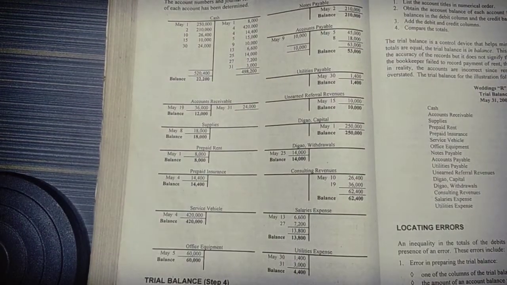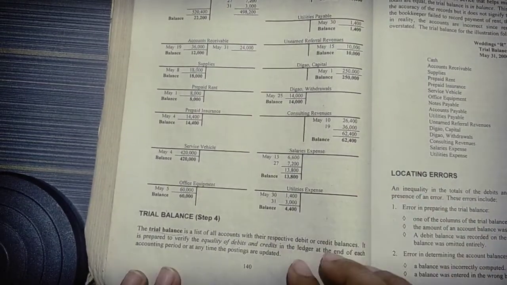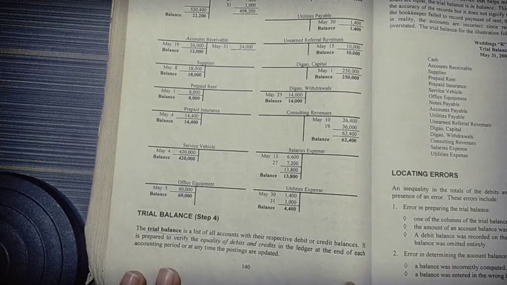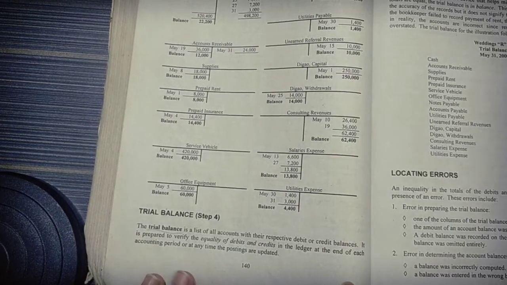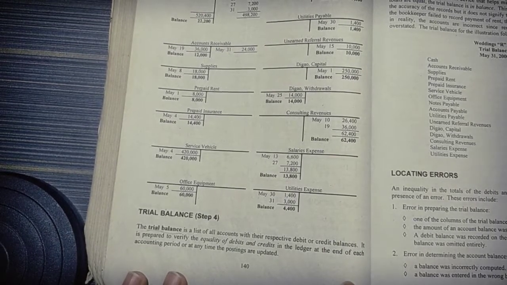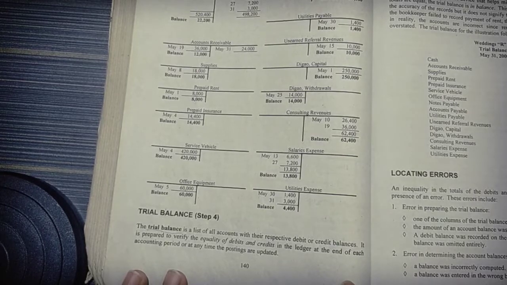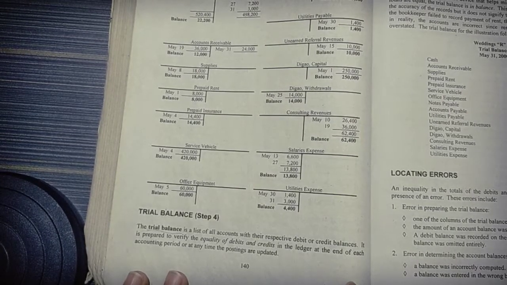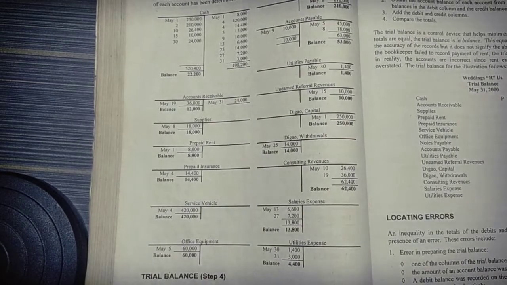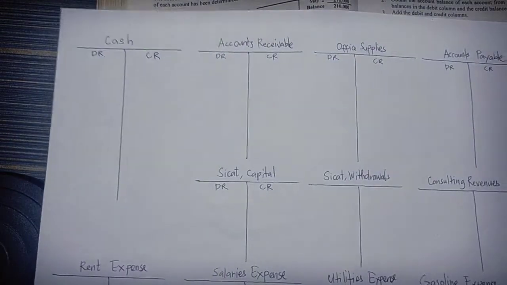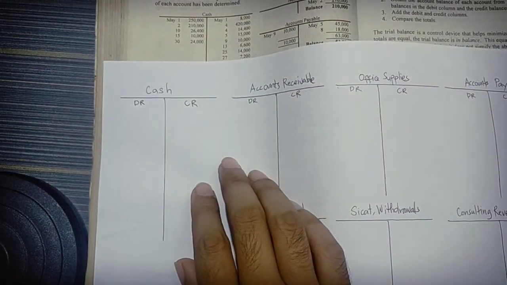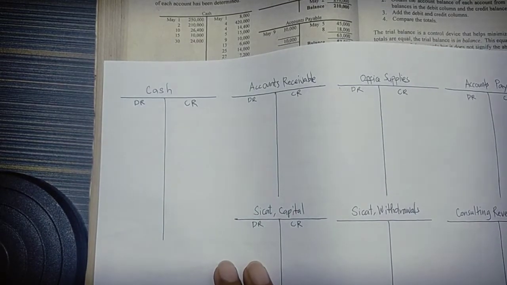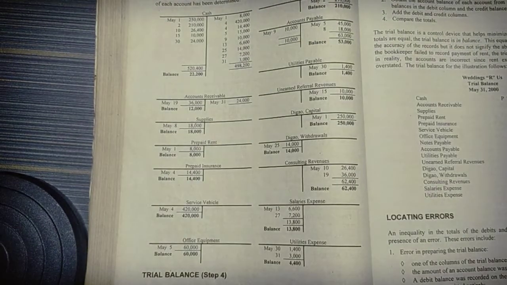Then next, we have the trial balance. Trial balance is a list of all accounts with their respective debit or credit balances. It is prepared to verify the equality of debits and credits in the ledger at the end of each accounting period or at any time the postings are updated. So after natin malagay lahat ng mga transactions dito sa ating mga T accounts, then we will be getting the balances of each account. And then, ilalagay natin yung mga balances sa ating trial balance. So, this is an example of the trial balance.